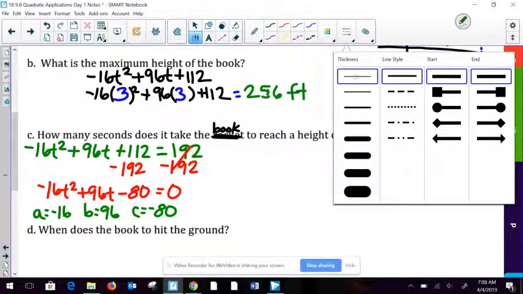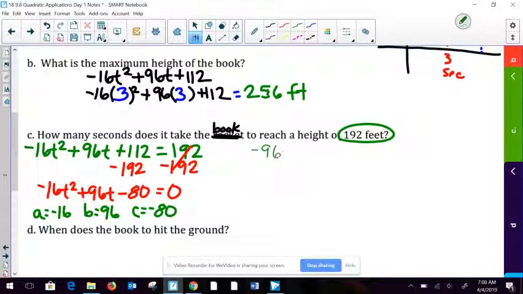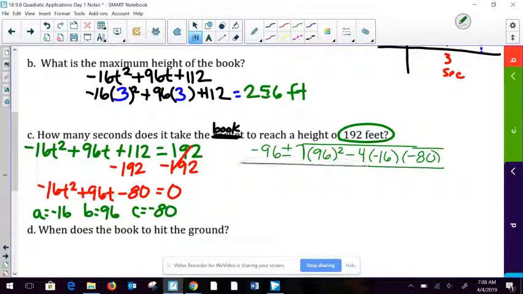So from here is where we jump into our quadratic formula. Whenever we're trying to figure out how long it takes to reach some kind of height, we're always going to use the quad formula. You start by doing the opposite of b. So if b is 96, the opposite would be negative 96, plus or minus the square root of b squared, so 96 squared, minus 4 times my a, which is negative 16, and my c, which is negative 80, all over 2 times my a, which is negative 16. Okay.